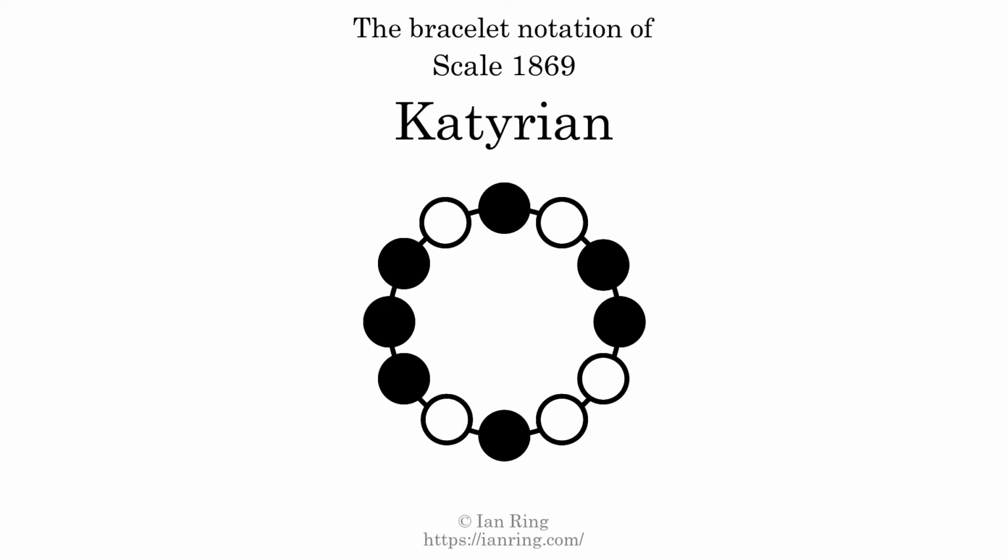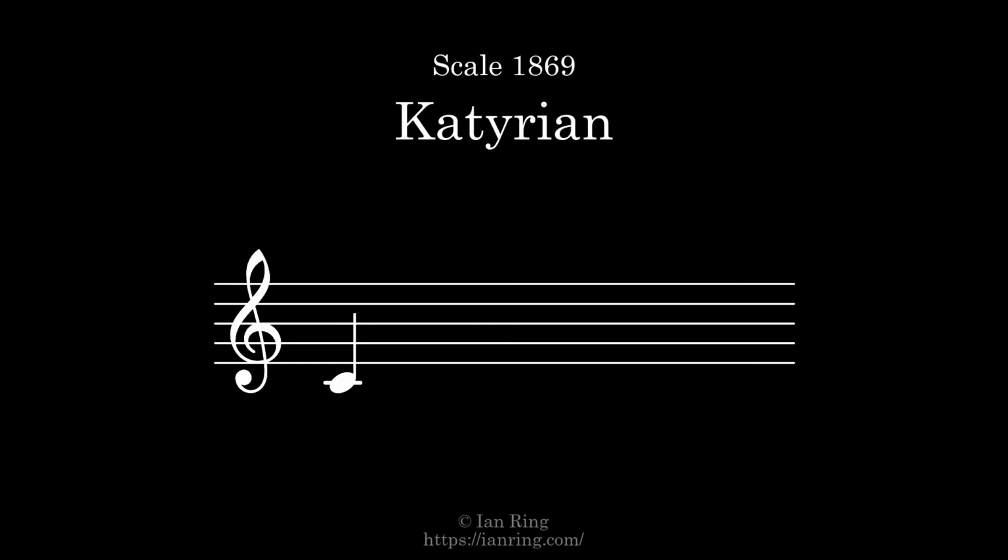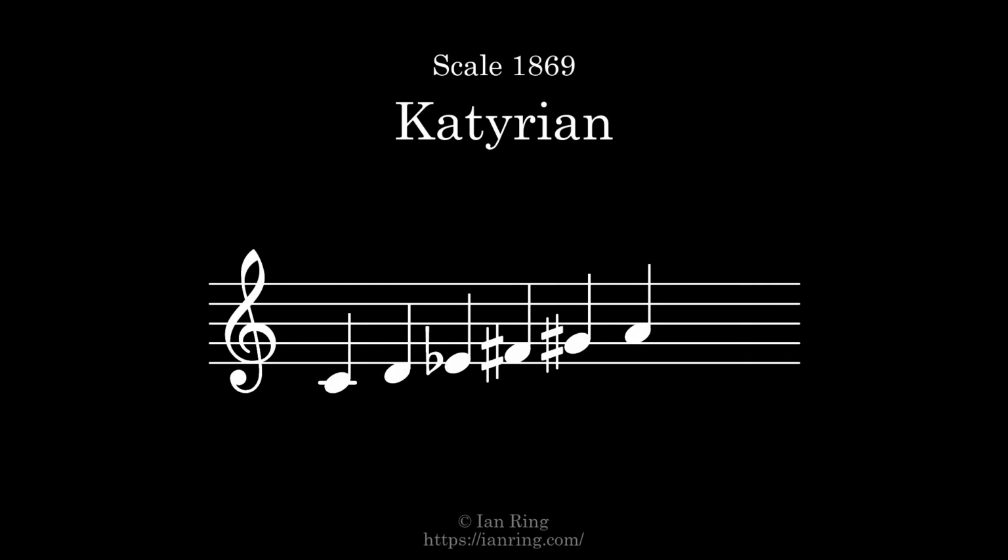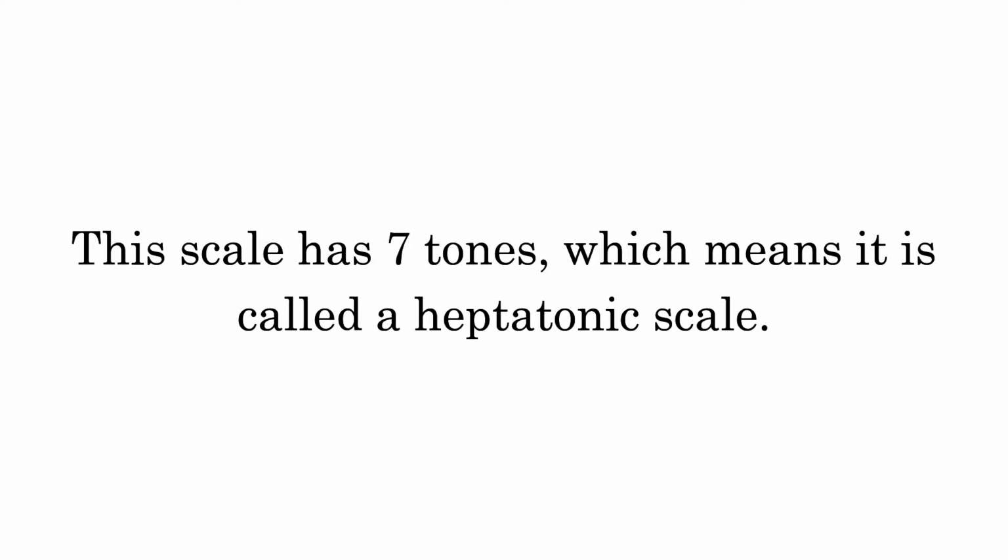1869, Katyrian, which sounds like this. This scale has 7 tones, which means it is called a heptatonic scale.